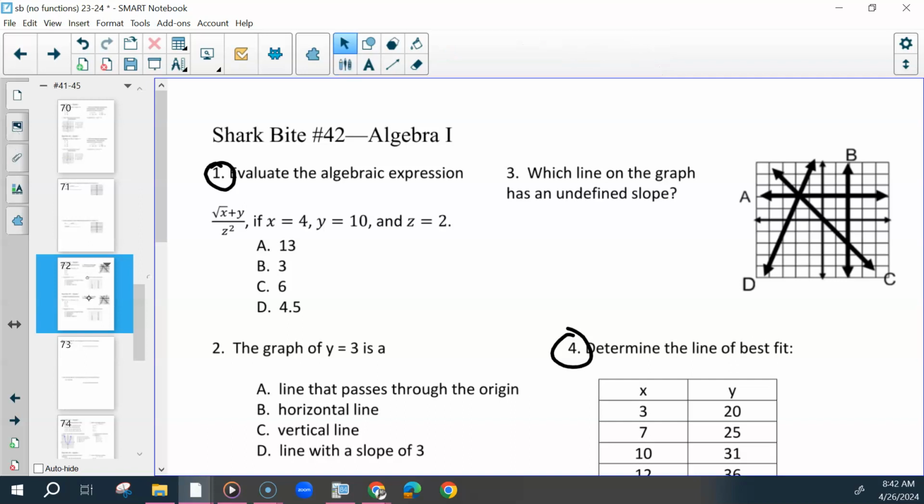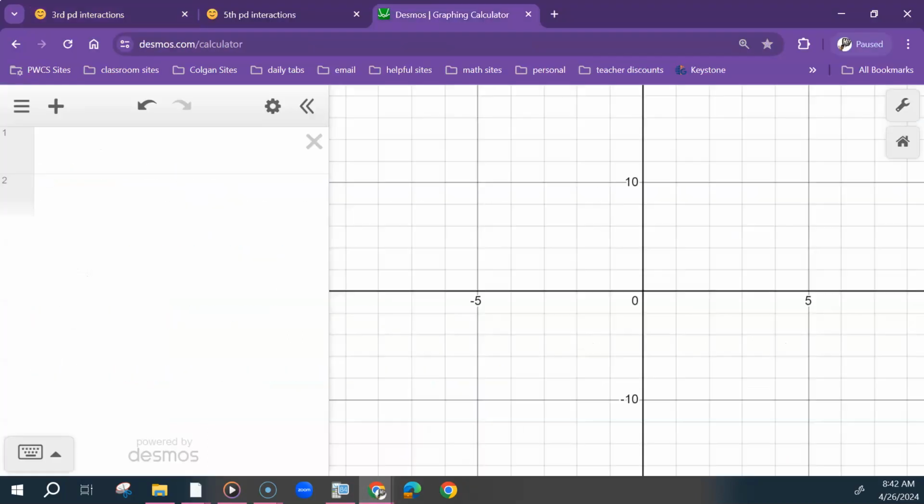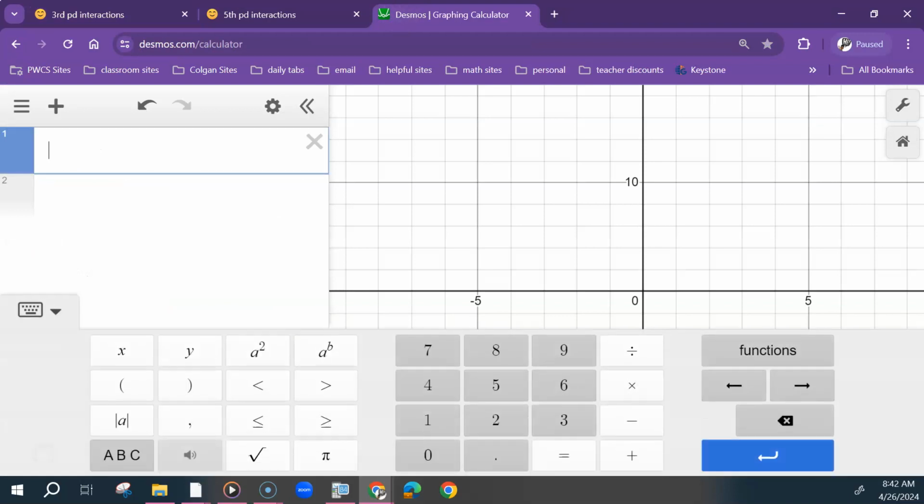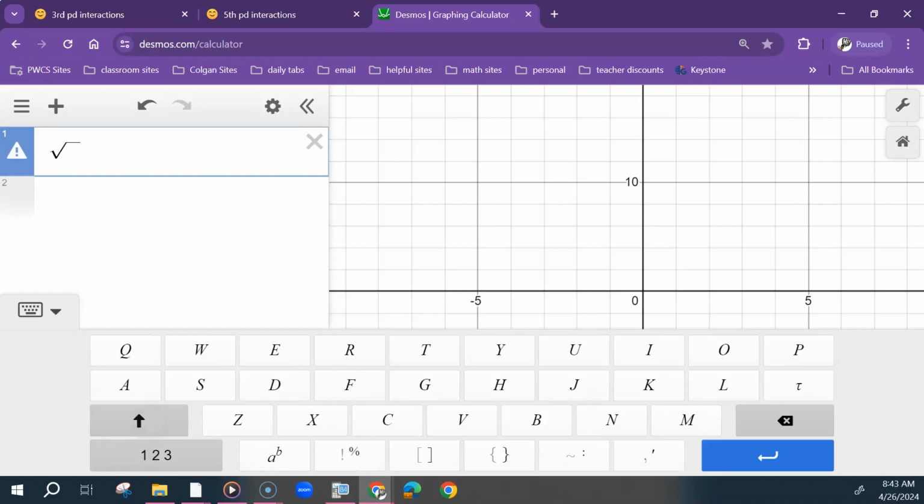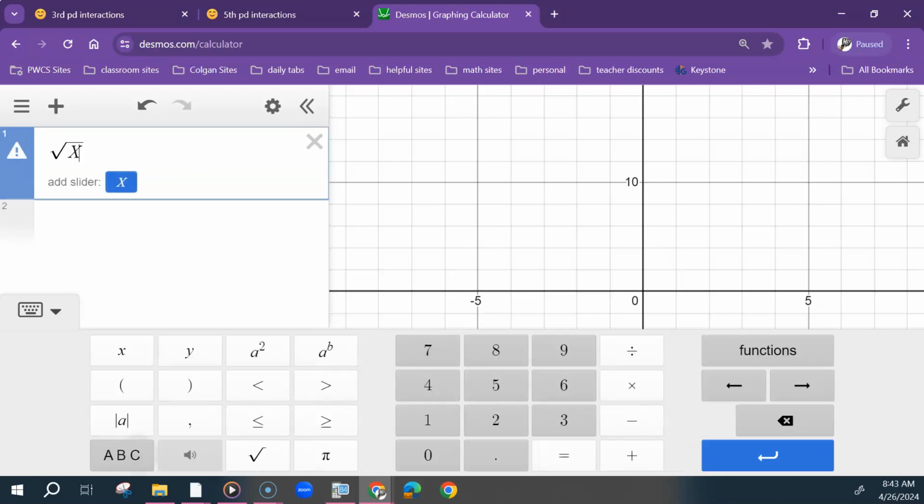One, really all of these can be done in Desmos. You could do one of two things: either just put the numbers in instead of the variables, or put each variable in and set each one equal to it. So I'll show both. But you have to capitalize that x.